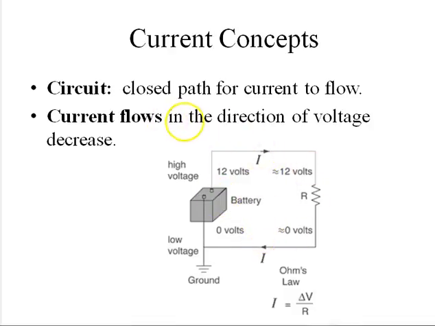And current flows in the direction of voltage decrease. When we're going through the battery, our current is flowing in the direction of voltage increase because the battery is doing the work, but within the rest of our circuit, our current flows in the direction of voltage decrease. So when we say V is equal to IR, it's important to use what we call passive sign convention. Our current is flowing in the direction of voltage decrease.